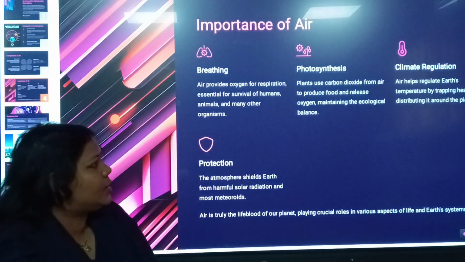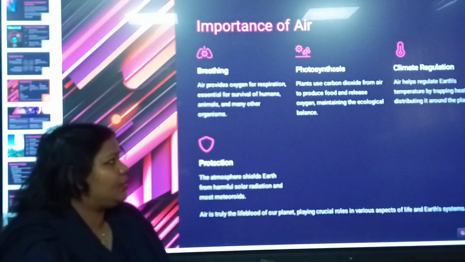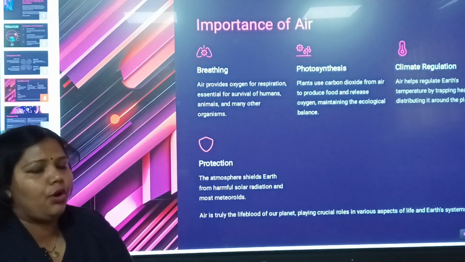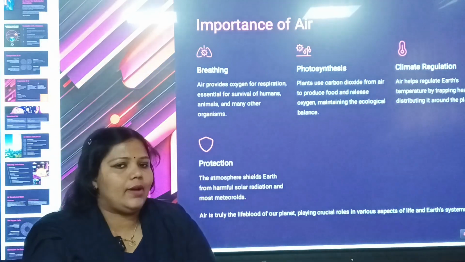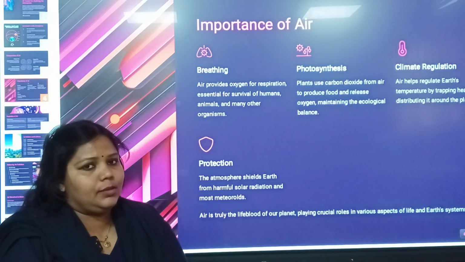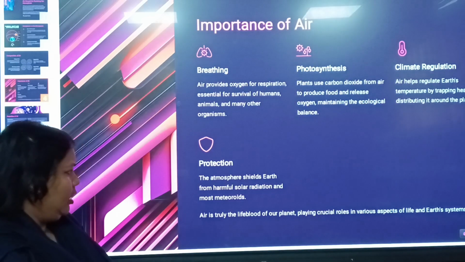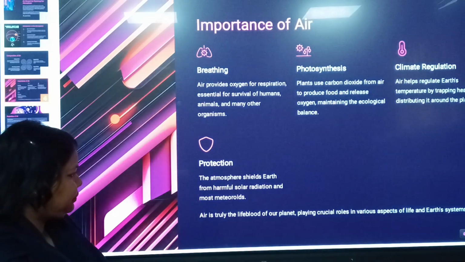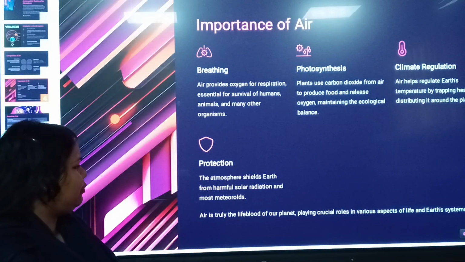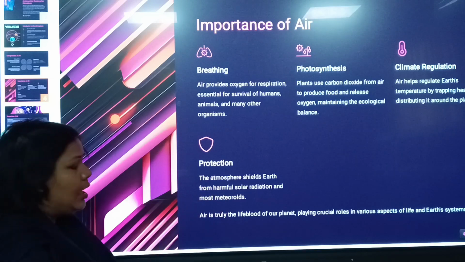Air helps regulate Earth's temperature by trapping heat and distributing it around the planet. As you can see, climate regulation is very important. If there is no air, then survival will be impossible, because every living organism needs air for breathing and respiration. Now comes protection. The atmosphere shields us from harmful solar radiation and most meteorites.